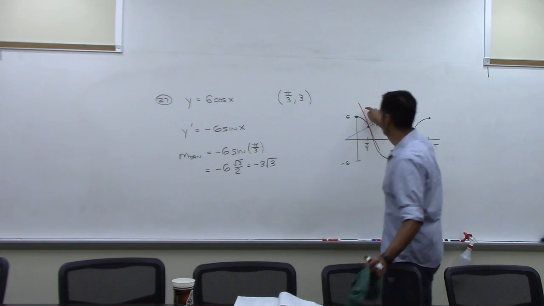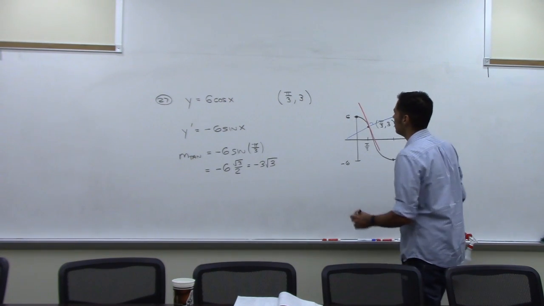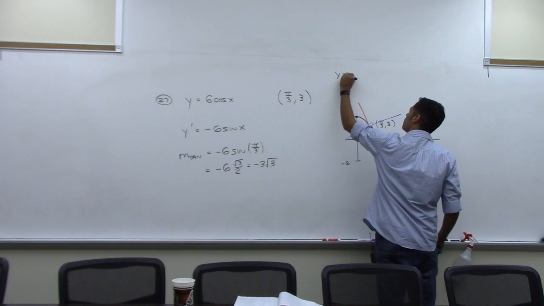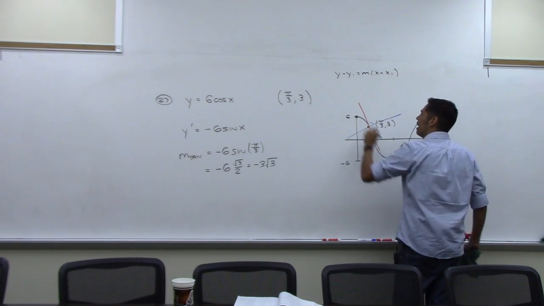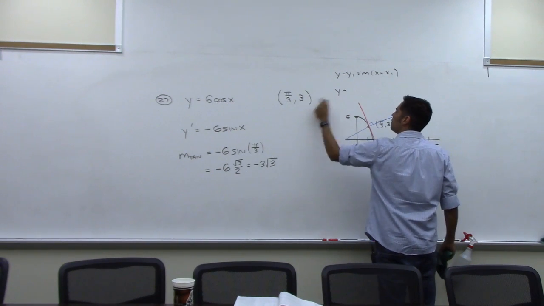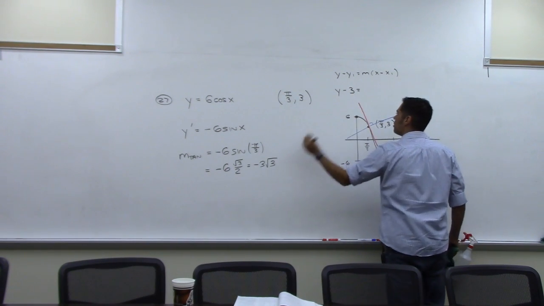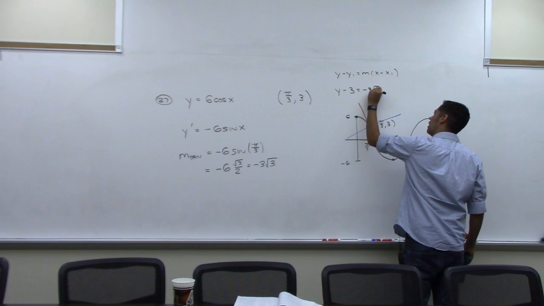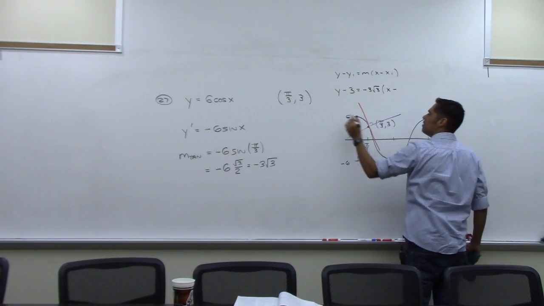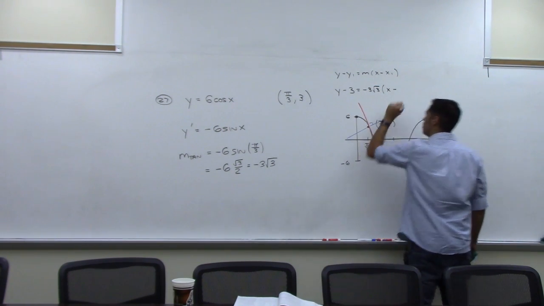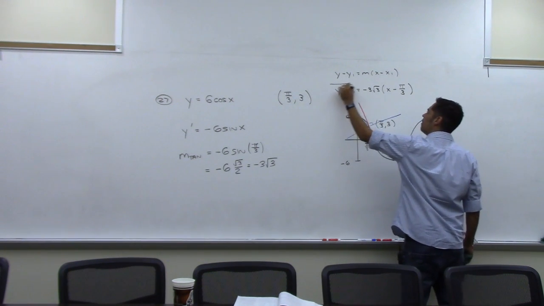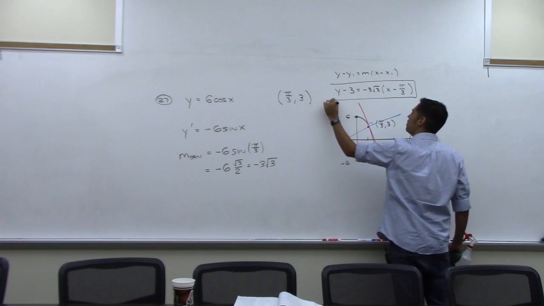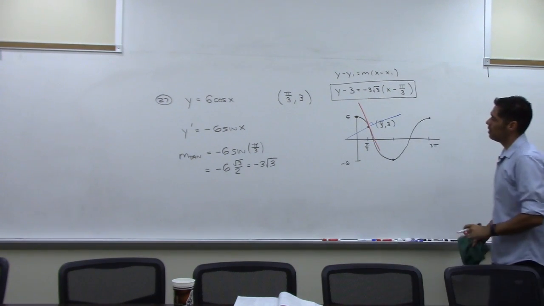That gives us just the slope. We want the equation of this line, so this is where we go back to that formula: y minus y1 equals m times x minus x1. I know my y1 is 3, my slope I just found, negative 3 root 3, and then x minus x1, which is pi over 3. I'm not going to solve this for y. I'm just going to leave it like this and box it. That is the equation of that red line.